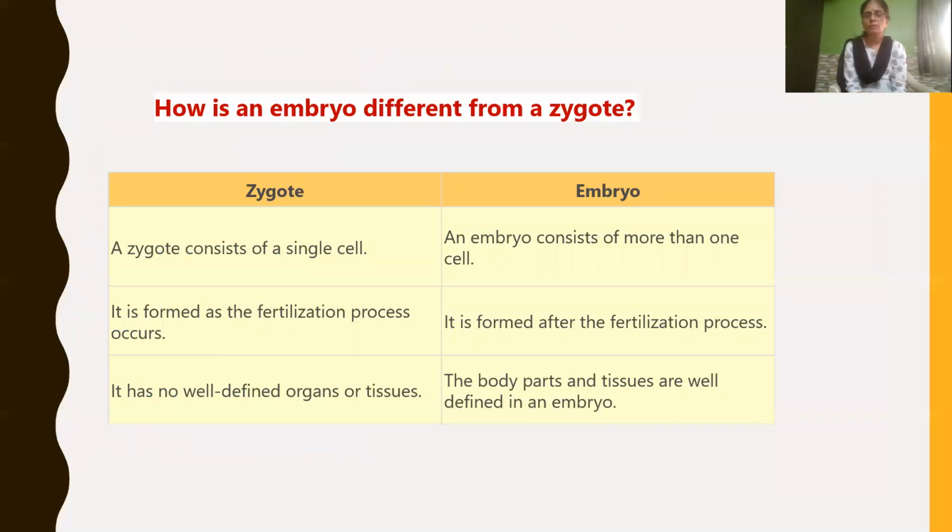Then we learned about the difference between zygote and embryo. What is a zygote? It consists of a single cell. Then the embryo consists of a group of cells, isn't it? The zygote is formed during the fertilization process, and the embryo is formed after the fertilization process. The zygote has no well-defined organs or tissues, whereas in an embryo, the body parts, that is organs and tissues, are well defined.